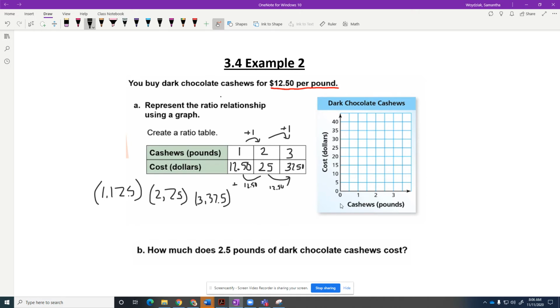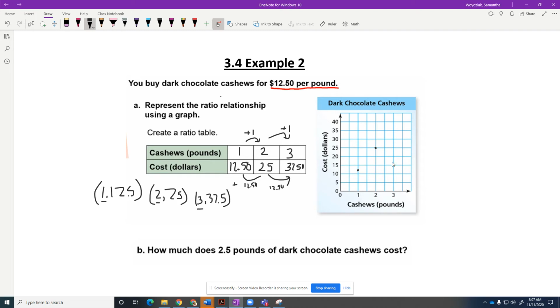So we know that the cashews are in the x-axis. It's the first number. So for every 1 pound of cashews, we have about right here. It's not perfect, but I'm going to do my best. I have about 12 and 5/10, or $12.50 that I would need to spend. And then when I move over to 2, that's going to be a good one because it has a line for 25. And for 3, it's going to be 37 and 5/10, or $37.50.